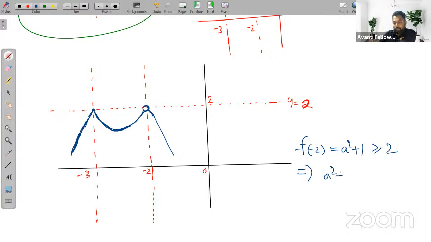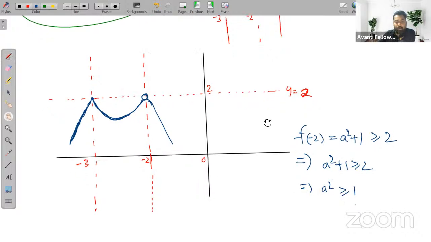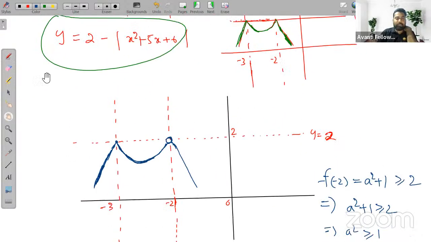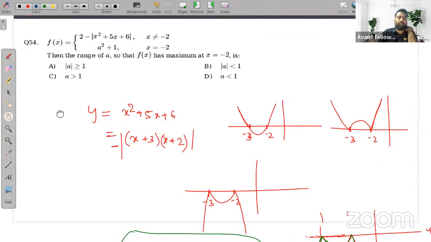So a square plus 1 is greater than or equal to 2. We'll solve it. a square is greater than or equal to 1, which we can write as mod a is greater than or equal to 1. So this is our answer actually. See which option has mod a greater than or equal to 1. Option A is the correct option.